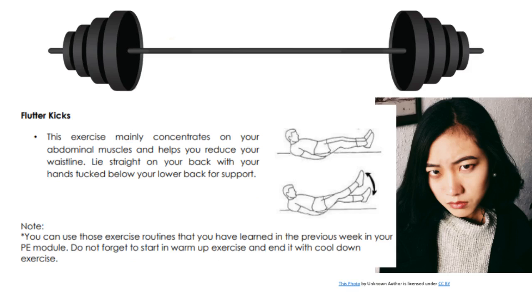You can also add this to your workout. Flutter kicks. Flutter kicks mainly concentrate on your abdominal muscles and help you reduce your waistline. Lie straight on your back with your hands tucked below your lower back for support. Remember, you can use those exercise routines that you have learned in the previous physical education module. Do not forget to start first with warm-up exercises and end with cool-down exercises.